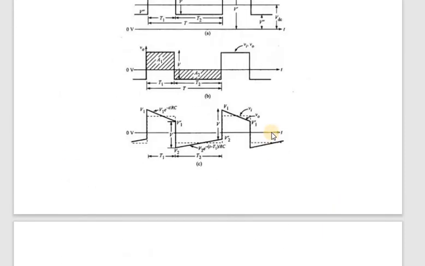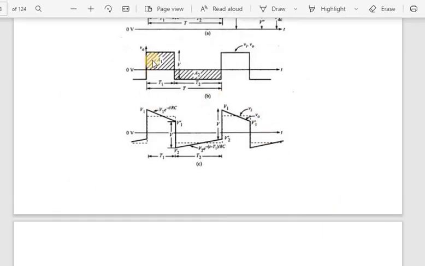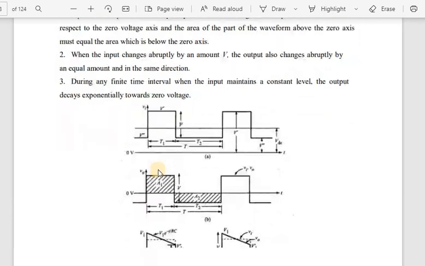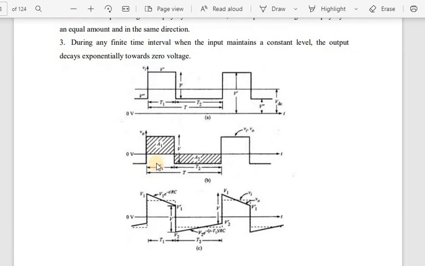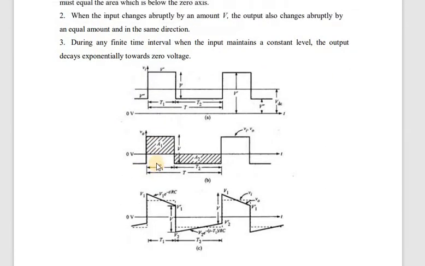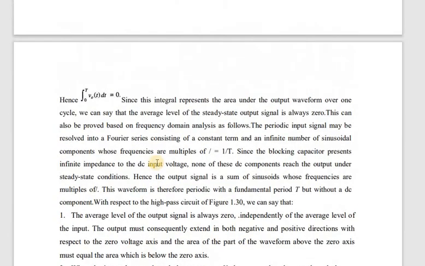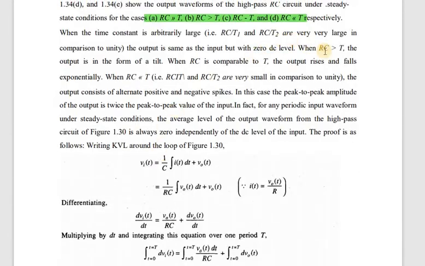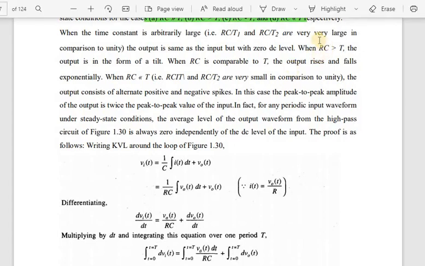So what is the first condition? This is your input square voltage. The very first condition is that RC is greater than T. What have we seen here? RC is greater than T, it means the time constant is large. The output is the same as the input, but you will have zero DC voltage.